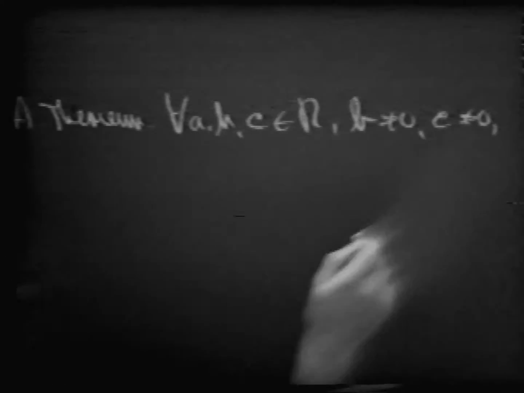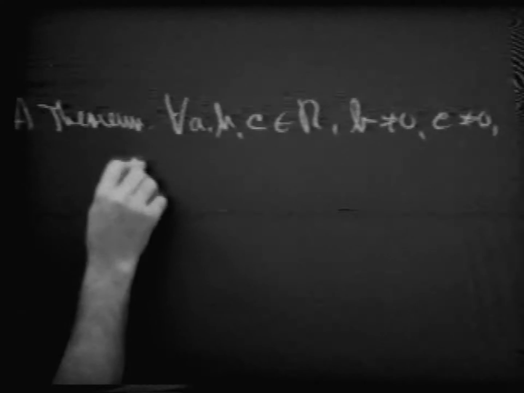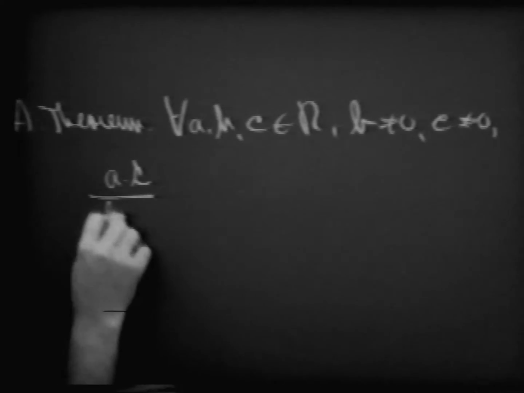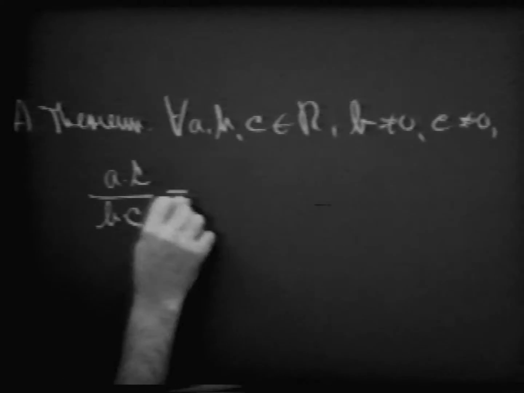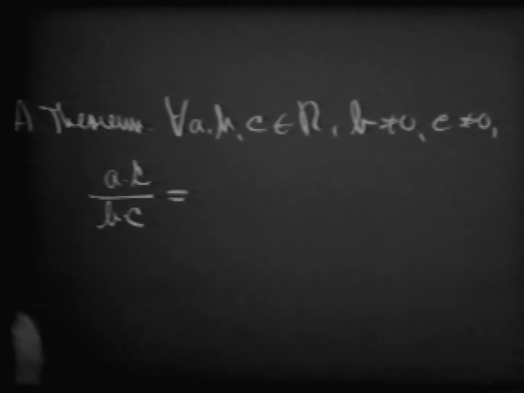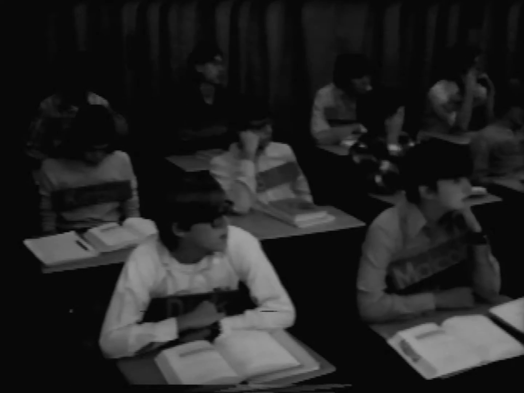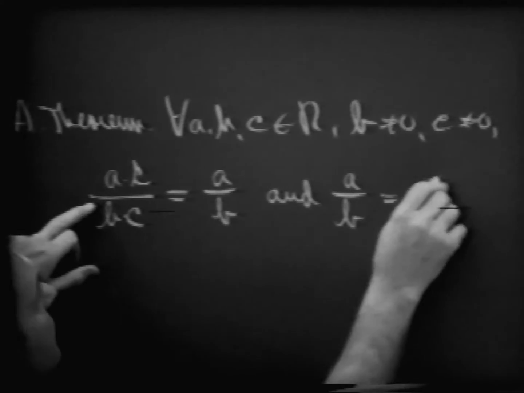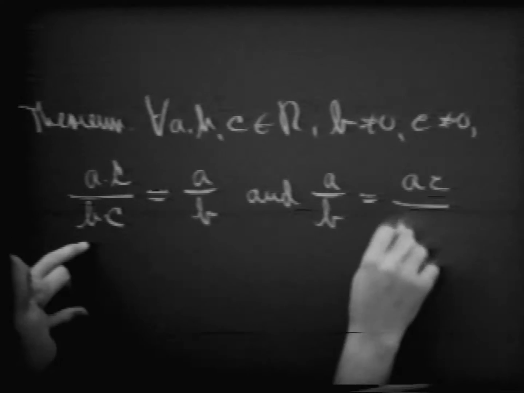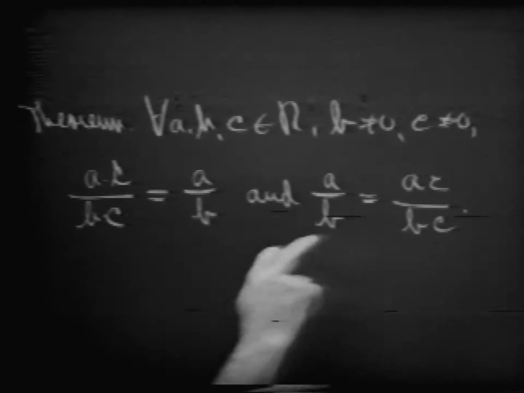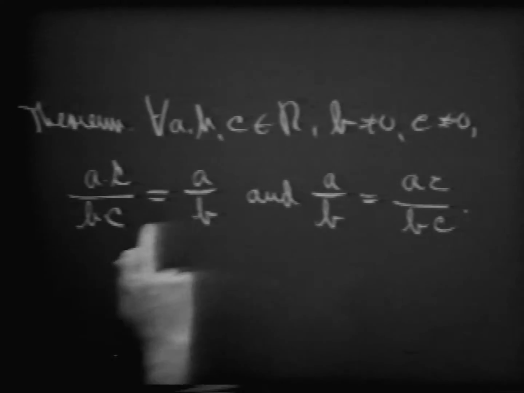and C is not 0, A times C divided by B times C, what would you like to say that this is equal to, Steve? A over B. This then is equal to A over B. And in fact, for emphasis, let's also write that A over B is going to be equal to AC divided by BC, and we can come to this conclusion almost immediately from the first statement.